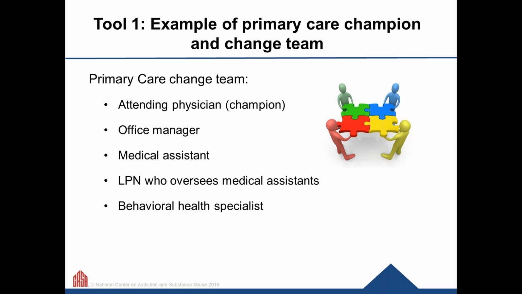So here's an example of what a champion and a primary care change team would look like. This is an example from primary care. In this case, the attending physician was the champion, and this is at a large patient-centered medical home. And we also had the office manager, a medical assistant, the LPN who oversees the medical assistants, and a behavioral health specialist on the team. So this offered a wide variety of perspectives and touched all of the folks at this site that SBIRT would actually affect.